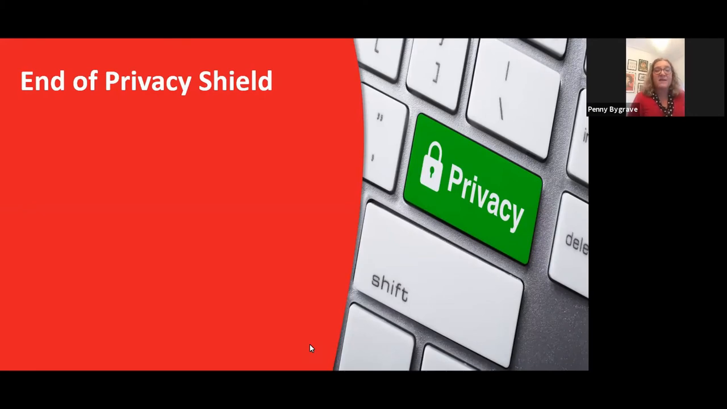So if you are collecting personal data via your website and using Google Analytics, I strongly recommend that you look immediately at what alternative measures you can put in place to stop that transfer of data outside your website, or to contact Google and ask what alternative they propose. The alternative to Privacy Shield is what I mentioned earlier, the standard contract clauses.